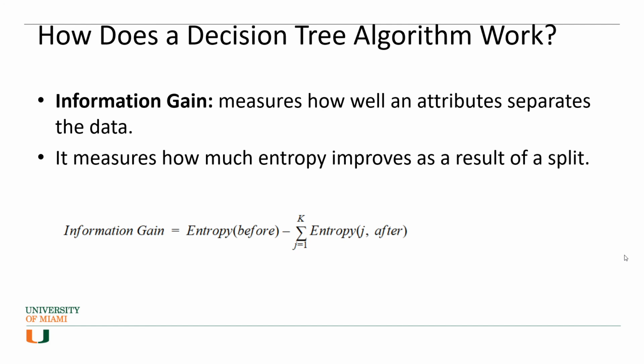So when there are, say, two candidates for splitting the data set, and one of them gives you a particular information gain, the other one gives you another level of information gain, you should choose the one that gives you the highest level of information gain.